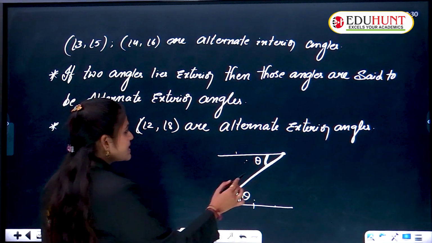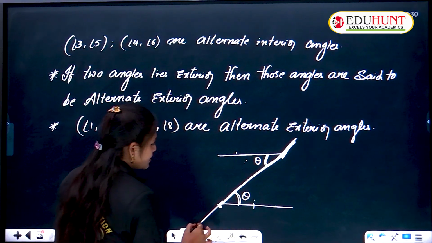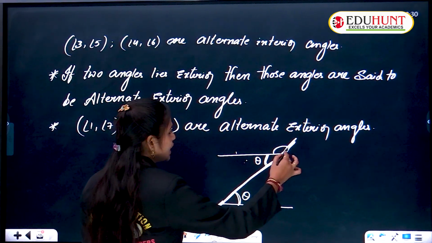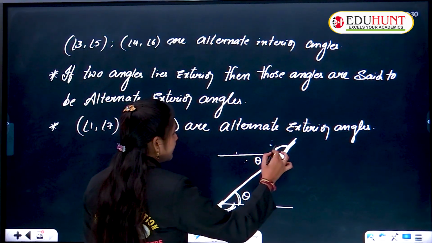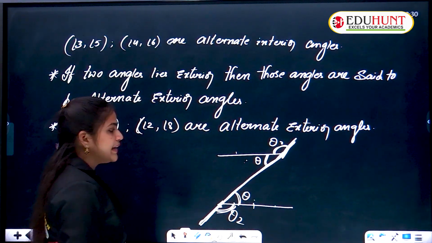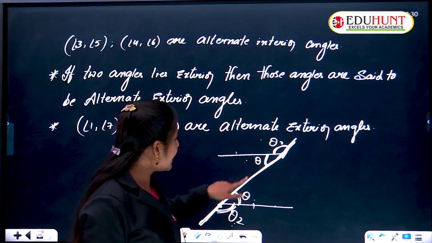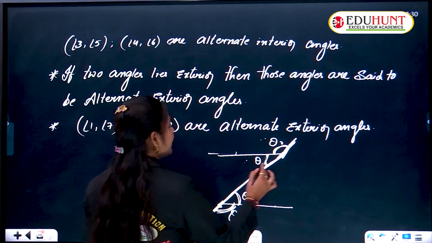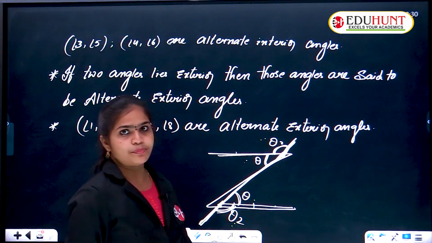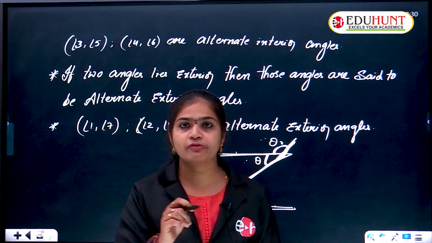Understood? And in the same way, if you extend this one like this, and this one also like this, which angle is there? Here also one of the angles is there, theta 2, and here also theta 3. Theta 2 and theta 3 are also alternate exterior angles. Understood, ma? Then which shape can we observe here? Z shape. Alternate interior angles we can observe in that Z shape figure.